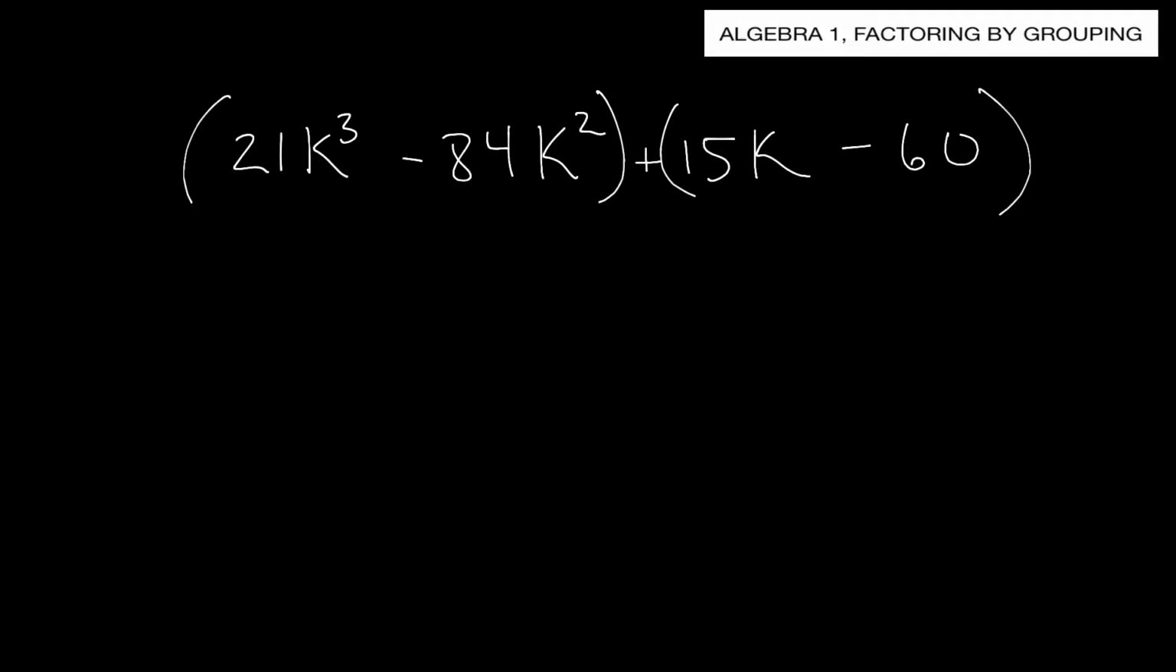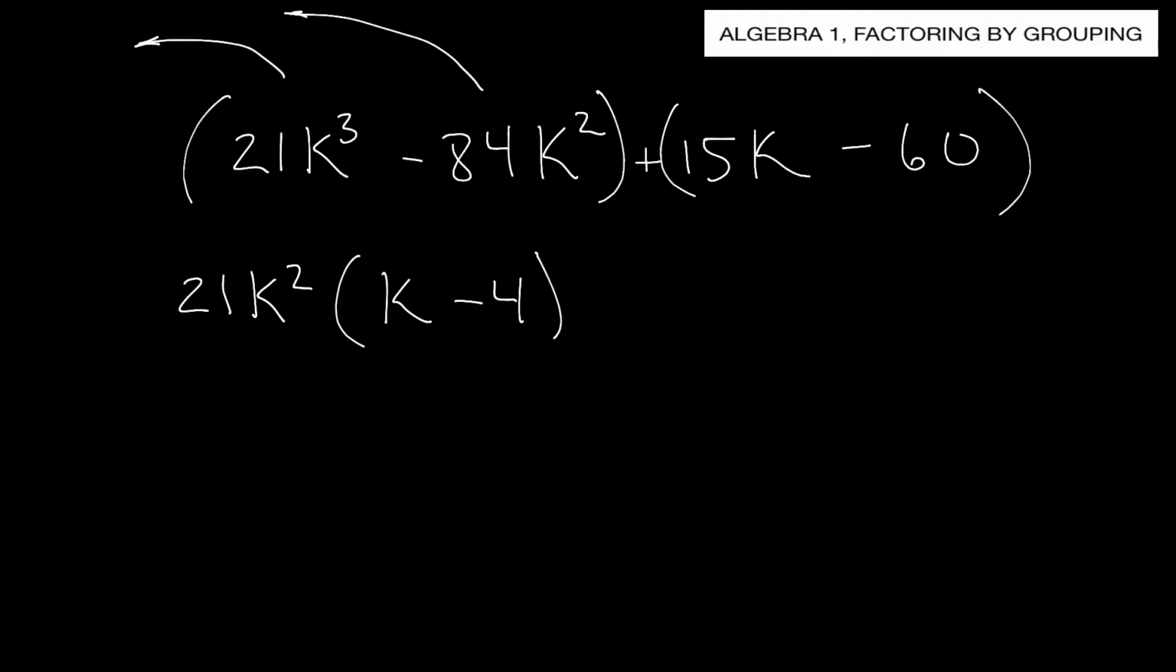Okay, so let's find something. What can I factor out of this first group here? And it looks like that's going to be a 21k squared, and what that leaves me with is k minus 4. Because if I distribute this back in, 21k squared times k gives me 21k cubed, and 21k squared times negative 4 gives me this negative 84k squared. Okay, bringing that plus sign down.